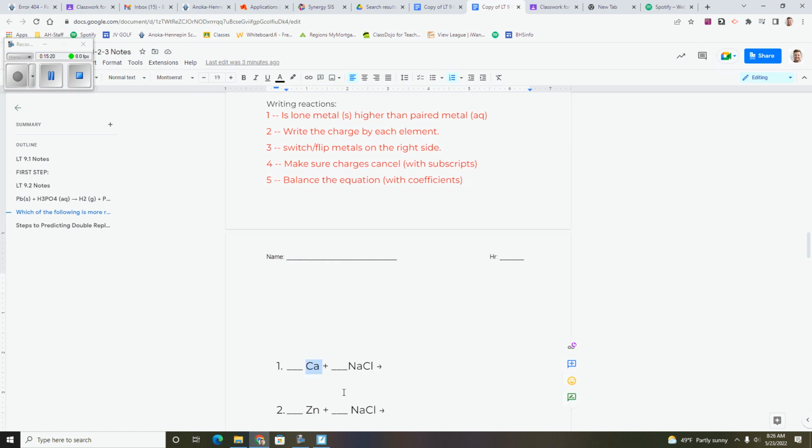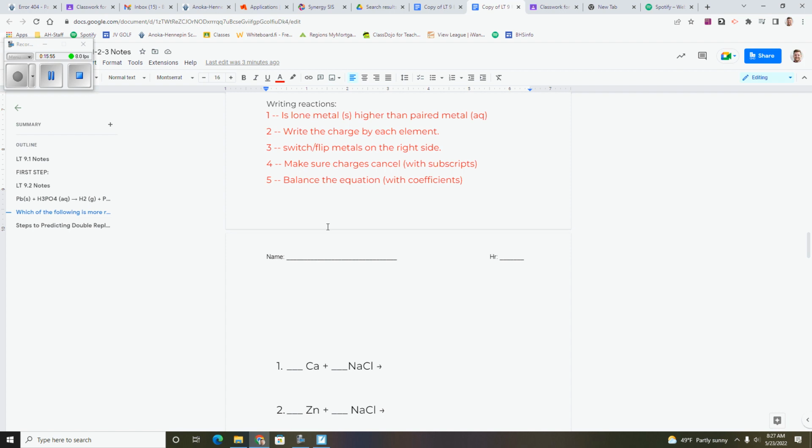The question says this. You have calcium, which is the lone metal. And you have sodium chloride, NaCl. That's the paired metal. Is the lone metal higher than the paired metal? So this is the yes or no question you just got good at. Is calcium above sodium chloride? Or sodium? Is calcium above sodium? It is. So the answer for number one is yes. It is higher. They will switch.